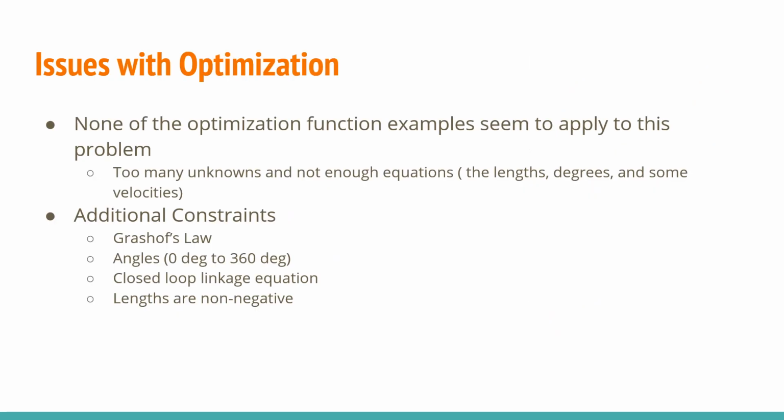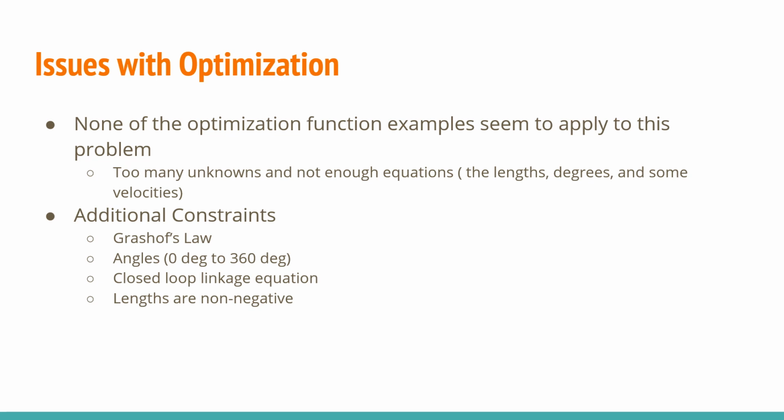Issues with optimization. The reason why I was not able to provide an optimized 4-bar linkage with a constant velocity was because I was unsuccessful in finding any optimization function examples that could be easily applied to this problem. What I'm running into is that there are too many unknowns and not enough equations to work with.